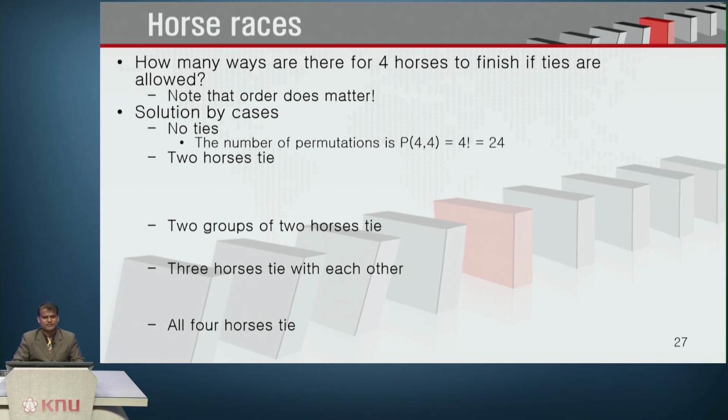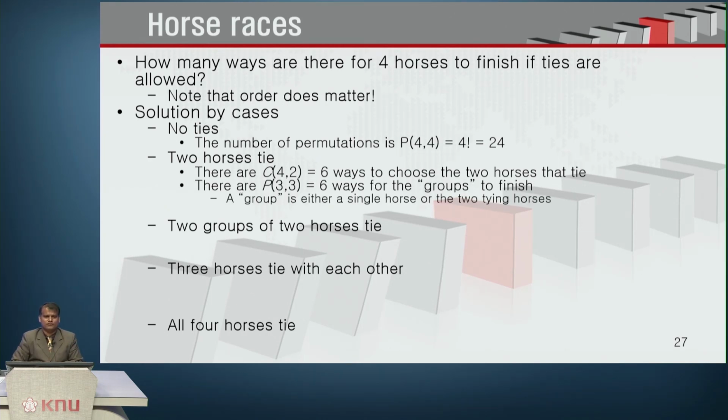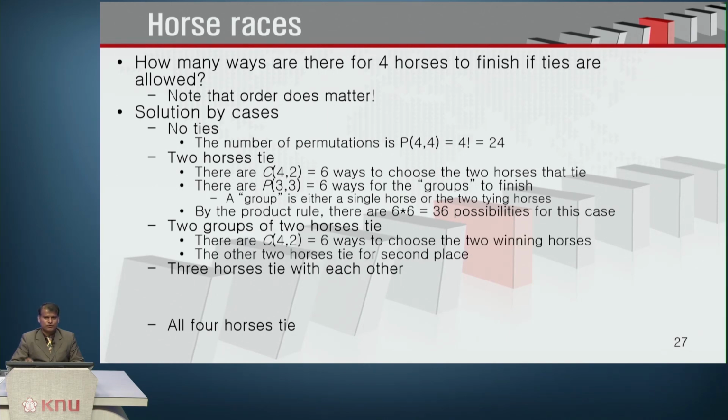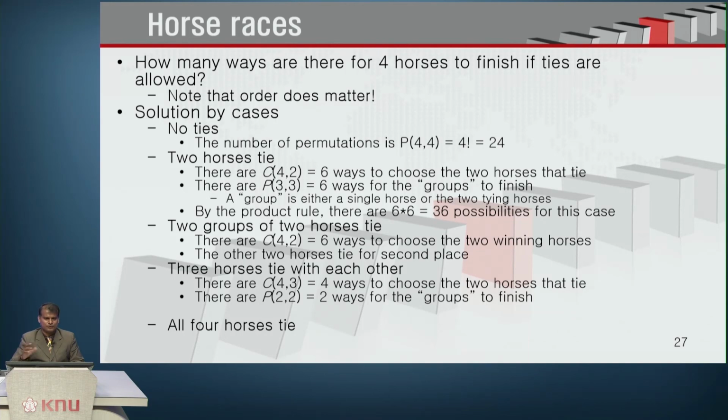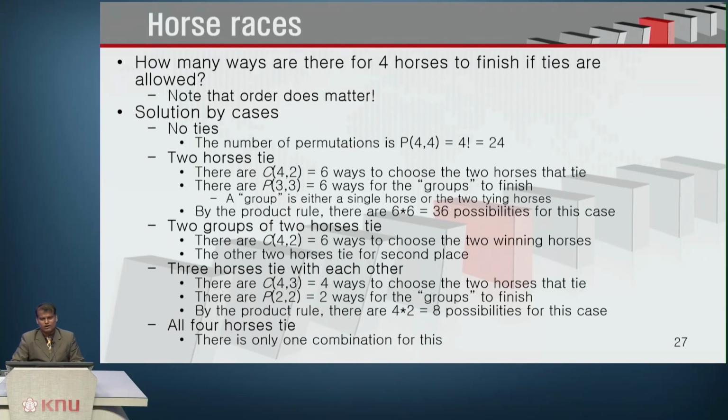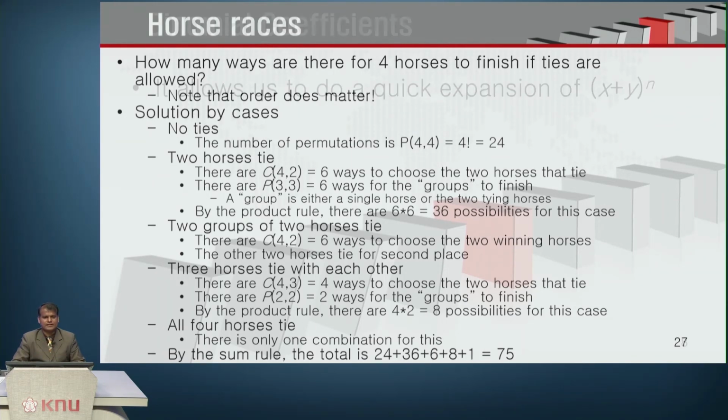With this you can see the combinations. Because there is no tie, the permutation is just 4 factorial, 24. And there are 2 horses that are going to be tied, so you have this group of 2 horses being tied. So 6 ways to choose the 2 horses that tie, and again 6 ways to choose the 2 winning horses; the other 2 horses tie for second place. Here 3 horses being tied, so you use permutation with 4 ways there, and we use the product rule for 8 possibilities of this case. And if all 4 horses tie, there is only one combination. By the sum rule, you just add up 24 plus 36 plus 6 plus 8 plus 1, so that is 72. So by means of this horse race, we came up with different cases and the solutions for how many ways there are for 4 horses to finish if ties are allowed.